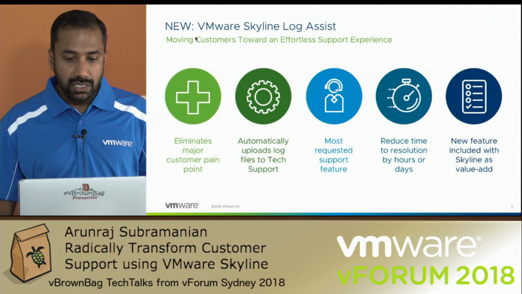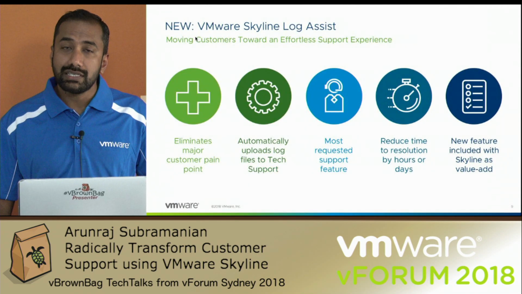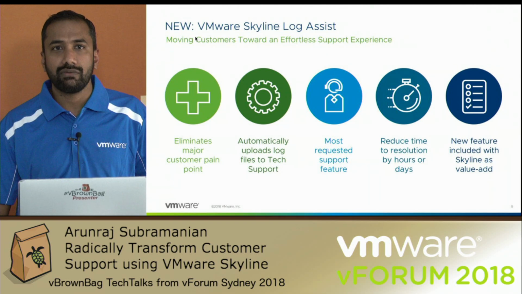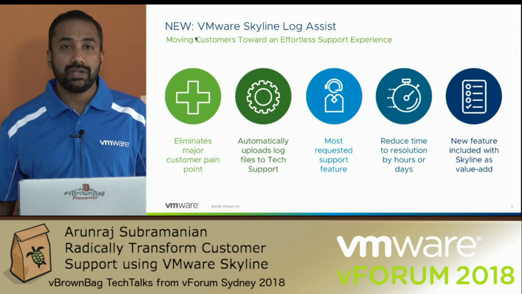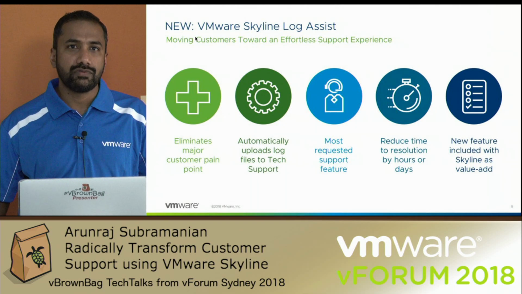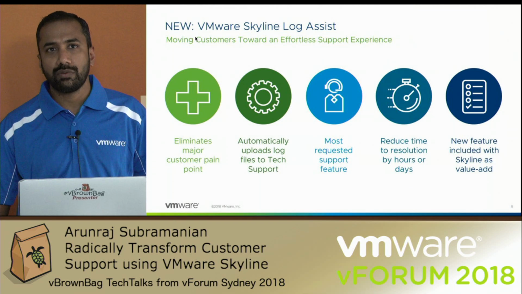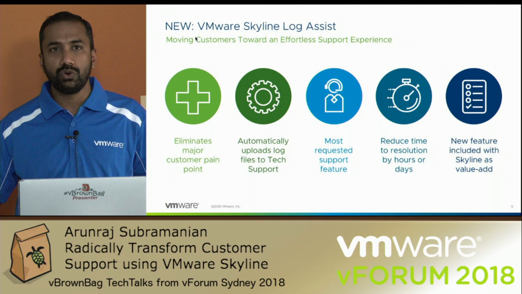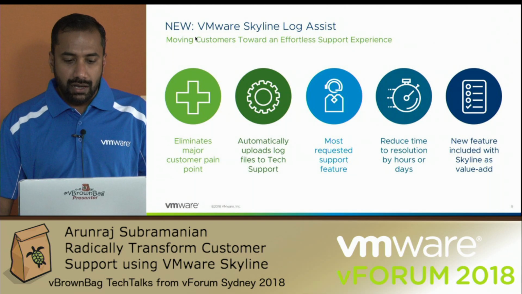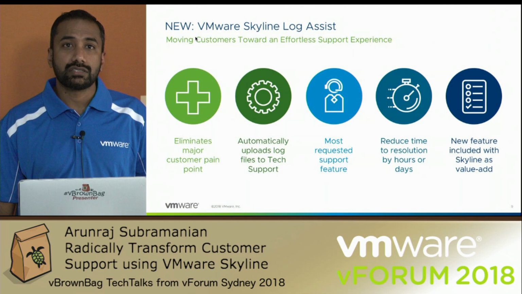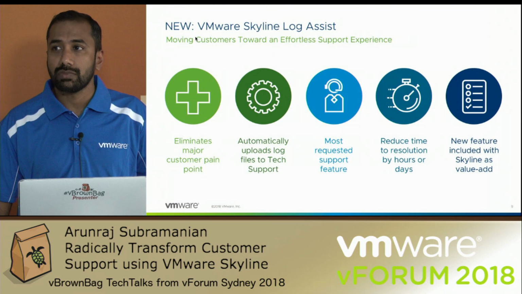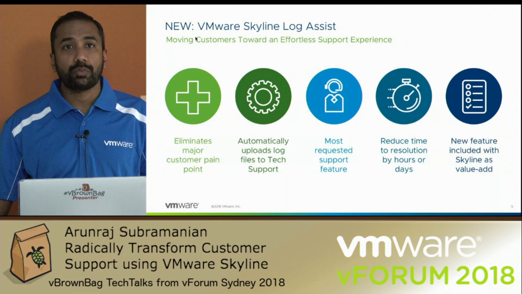There's also a new feature called the VMware Skyline Log Assist. This is the most requested feature ever since Skyline went live early this year. Basically, this eliminates a major pain point for customers, which is uploading logs. Many customers have reported that it takes a long time to upload the logs and they're huge, etc. When an issue is identified, Skyline Log Assist can automatically upload a log file to tech support, and it creates an SR automatically.